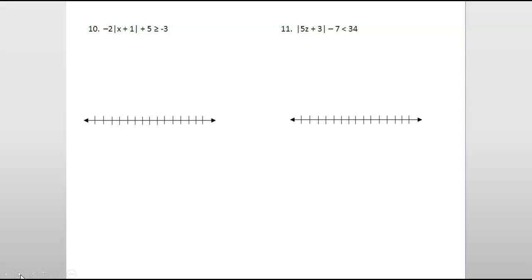Okay, next two examples, we have absolute values, but my absolute values are not isolated. So just like the other day, if you were trying to solve an absolute value, whether it has an equal sign or an inequality, you still need to isolate the absolute value first. So before I can split this problem, I have to get the absolute value alone. So I'm going to subtract the 5 and divide by the negative 2.